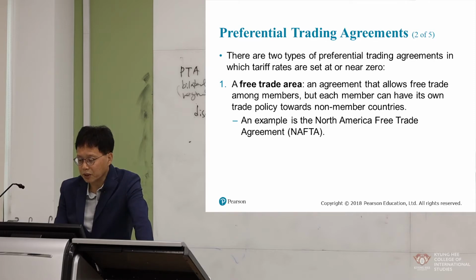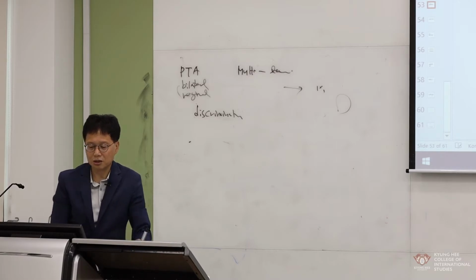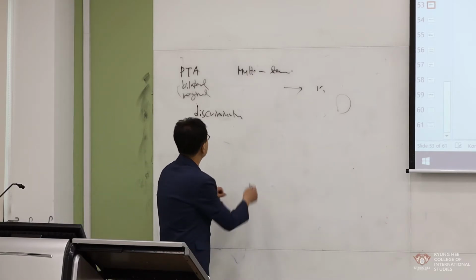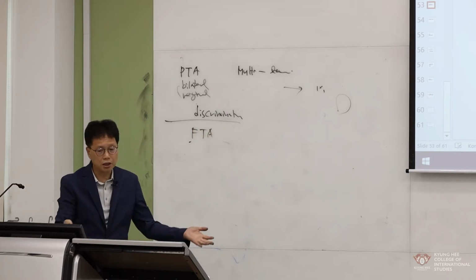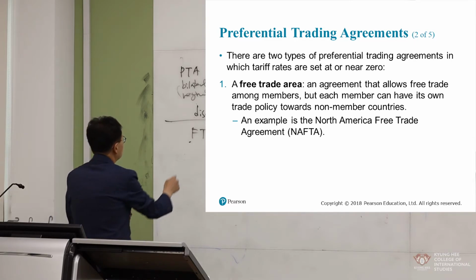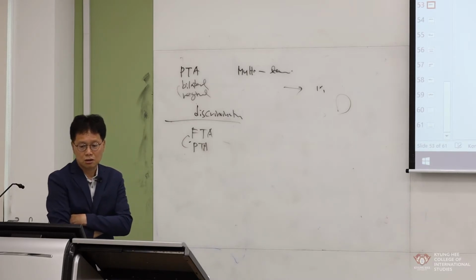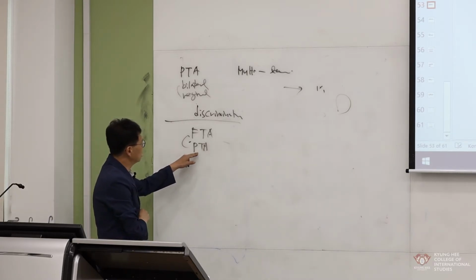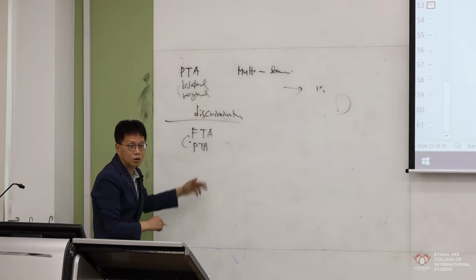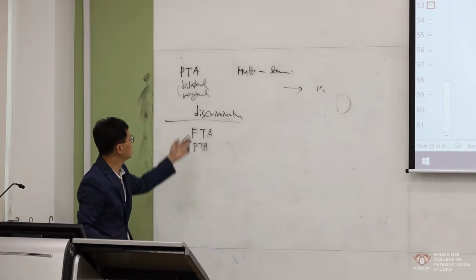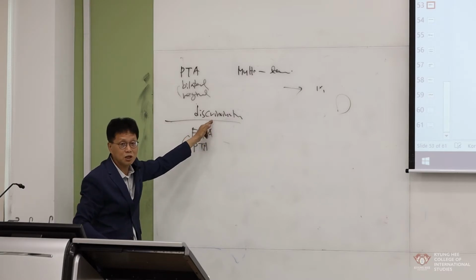There are two types of preferential trading agreements in which tariff rates are set at or near 0. A free trade area, FTA, free trade area or free trade agreement. And some people say that is also PTA, preferential trade agreement, right? So Indian economists prefer this kind of idea, preferential trade agreement instead of free trade agreement. Why? They are very skeptical about regional, bilateral integration. Okay? Because of discrimination.